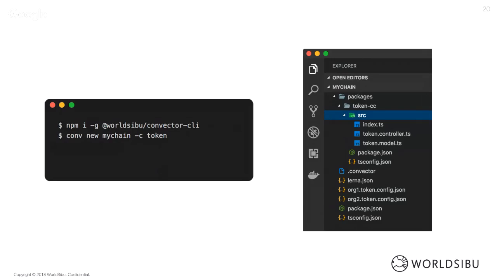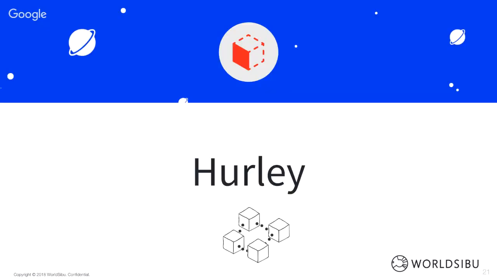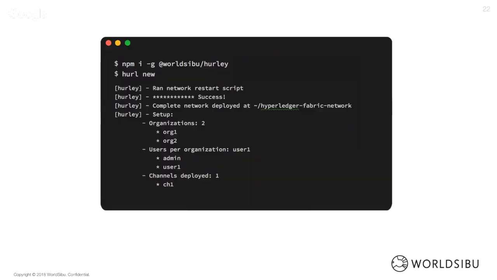Walter, who is my partner, has created some good tutorials about how to use Convector and explain some of the terms more in depth. We also have this tool called Hurley. What Hurley does is create new Fabric networks, Fabric development networks. Because creating a new network is sometimes pretty complex. You have to look at a lot of containers and Docker stuff and configure variables and a lot of things that you don't really want to know or do by yourself.